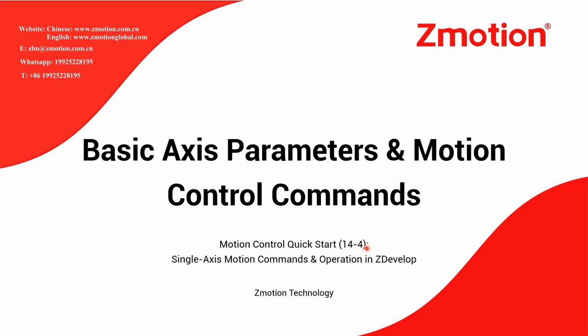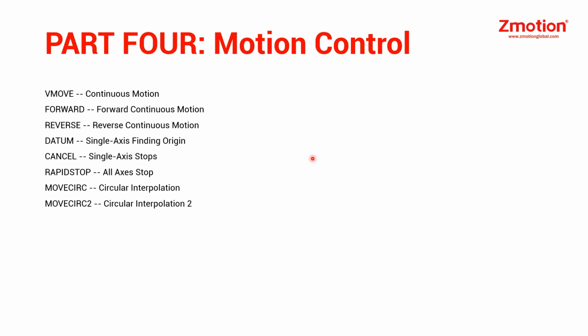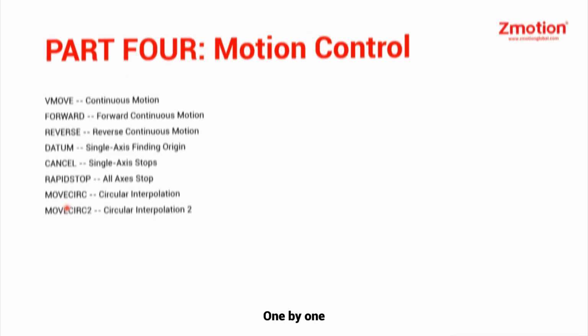Hi, welcome to the last part of axis parameters and commands. The fourth part is single axis motion commands, including real operations in ZDevelop. Let's begin. There are 8 commands, one by one.